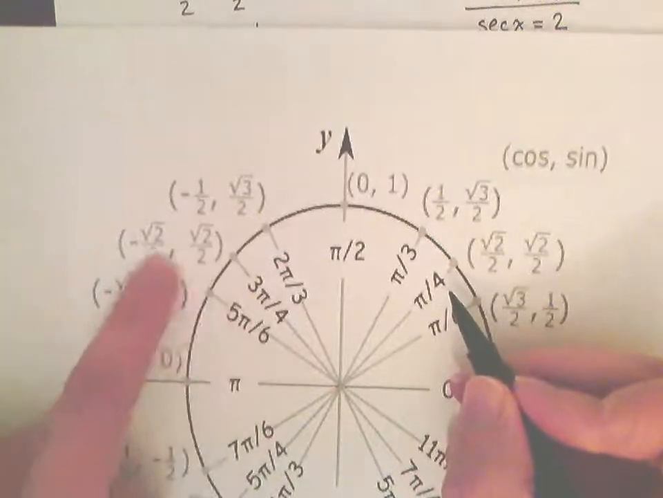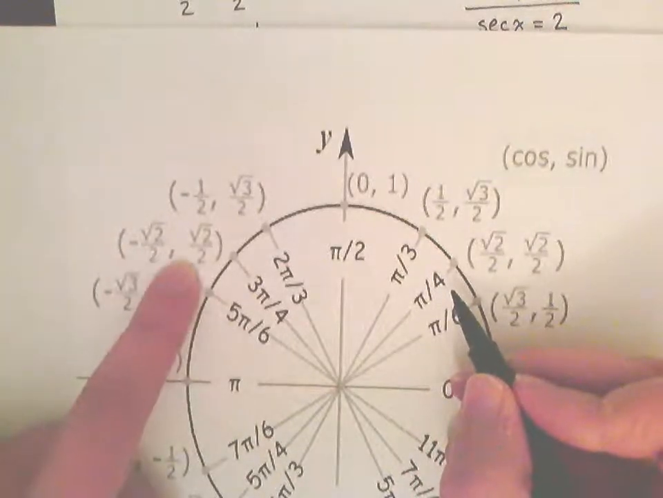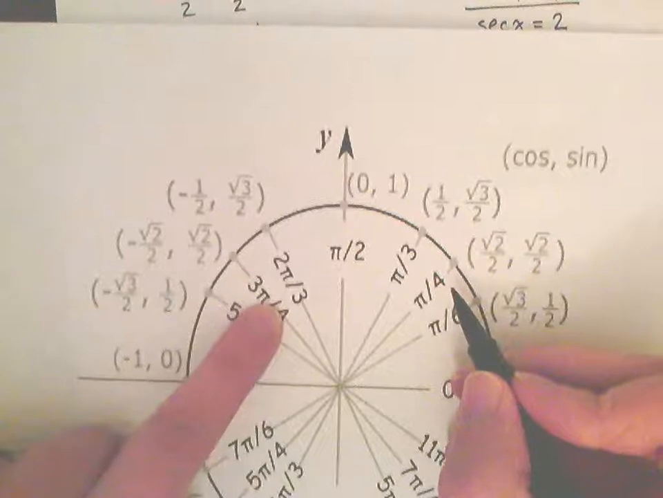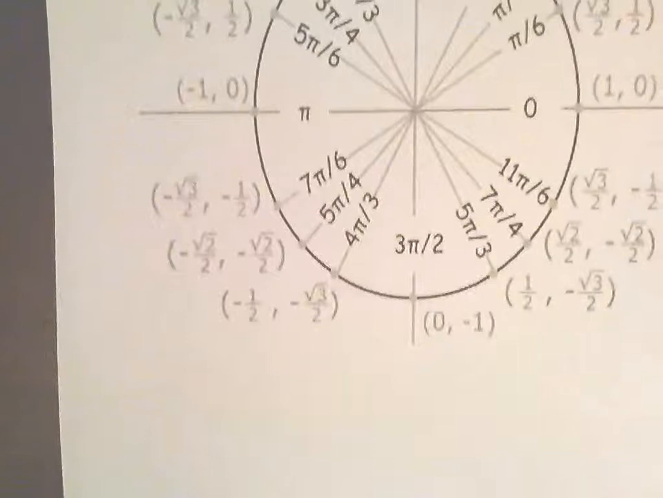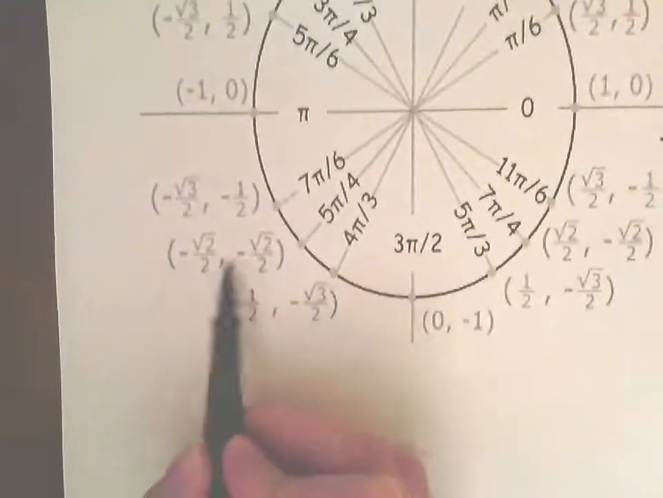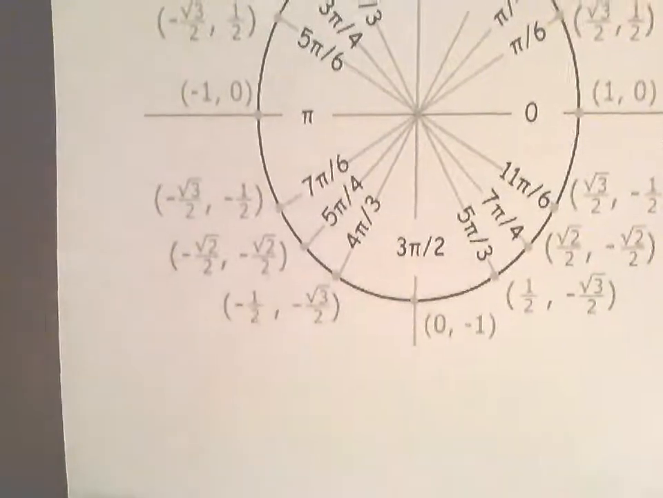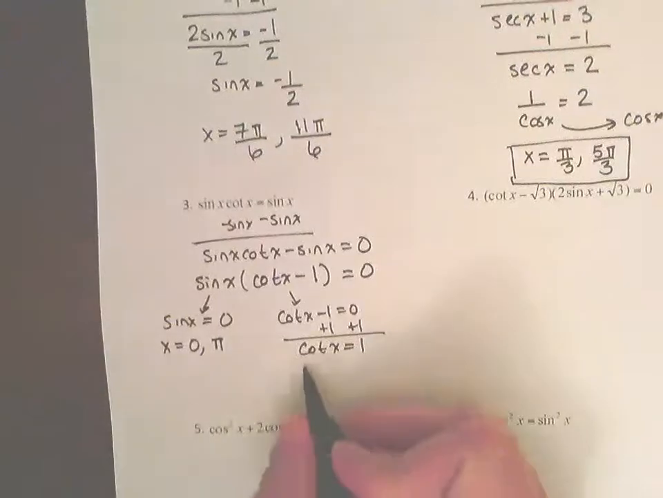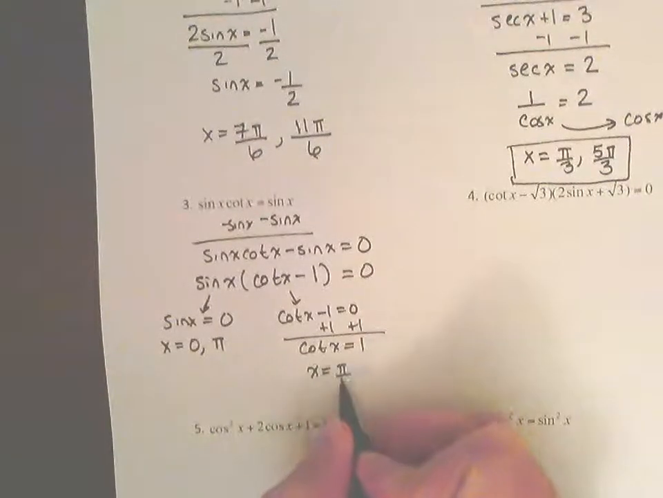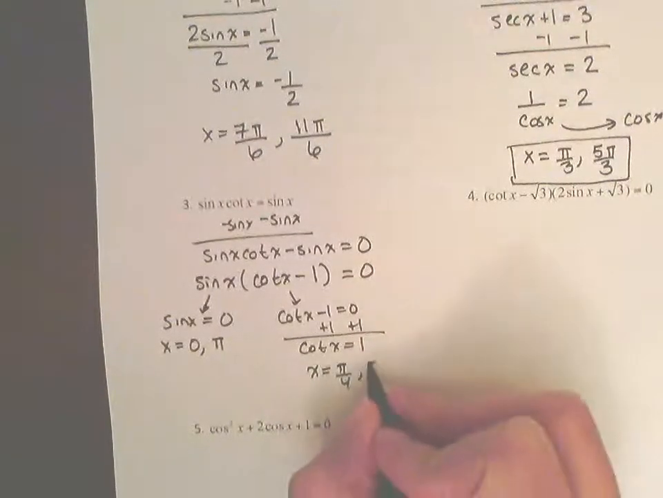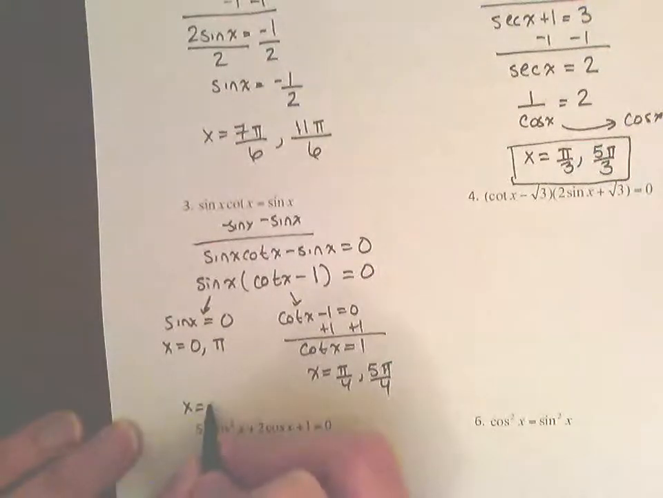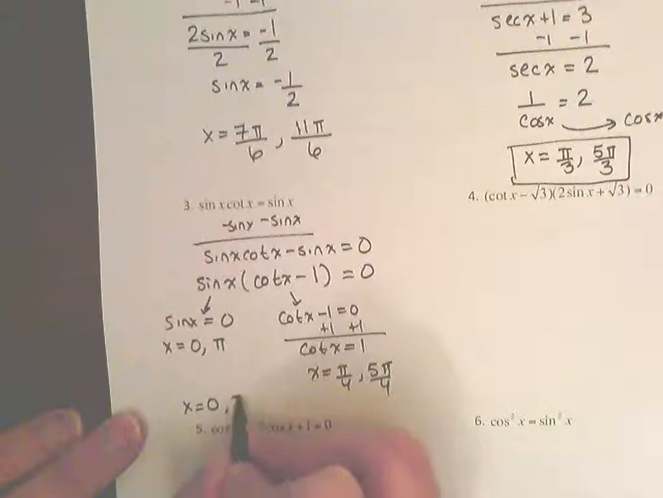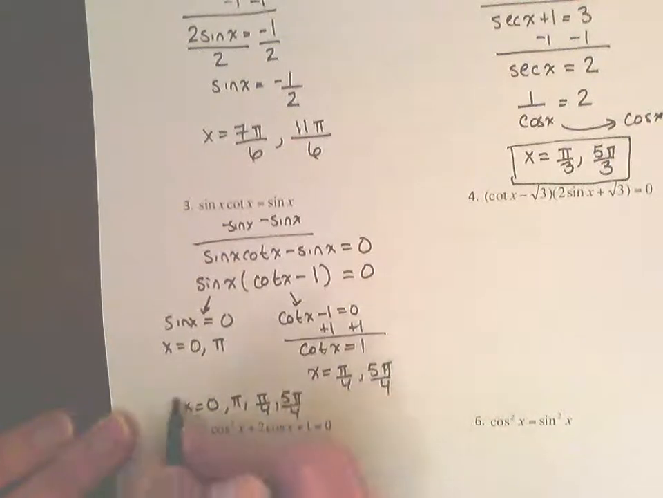Now on this side we don't get positive 1, we get negative 1. So that's not one of my answers. But the other answer comes from down here, because a negative divided by a negative is positive. So my answers for this side are x equals pi over 4 and 5 pi over 4. So our 4 solutions for this problem are 0, pi, pi over 4, and 5 pi over 4.